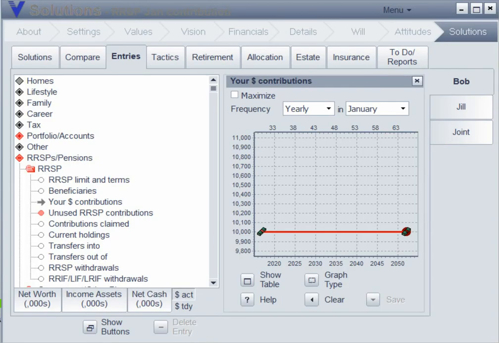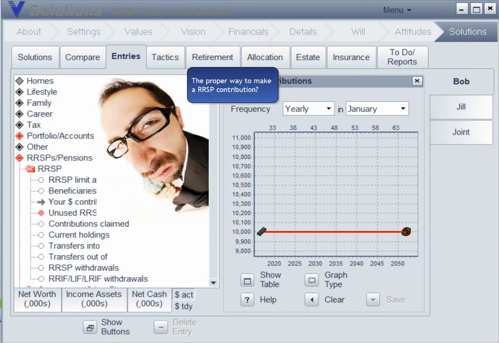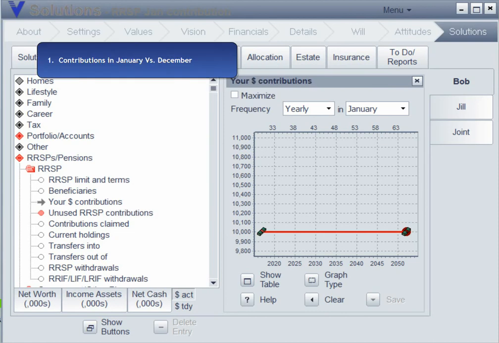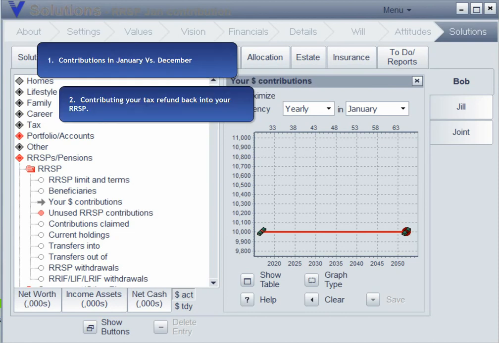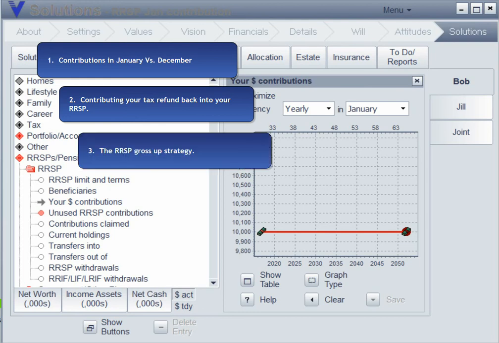In this video, I'd like to describe the proper way to make an RRSP contribution. And we're going to look at three different things. We're going to look at making an RRSP contribution in January versus December. We'll take a look at what happens if you use the refund to top up your RRSP contribution. And we're also going to discuss the RRSP gross up strategy.